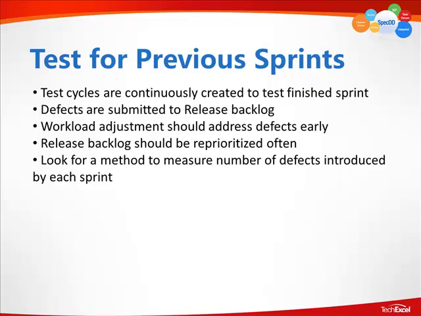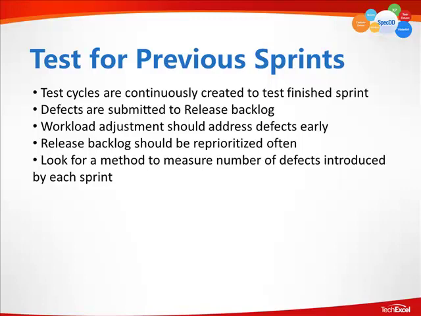But the defects that are found are submitted to the release backlog. And the workload is adjusted in order to address the defects earlier. And this leads to the release backlog. And release backlog here also means product backlog, same thing. Should be reprioritized often by the product owner. Just because a defect has come into the product backlog does not mean that it automatically gets assigned to the next sprint. It very well might, but the product owner needs to reprioritize often in order to determine where those should go.